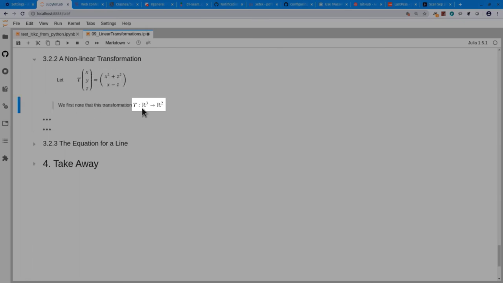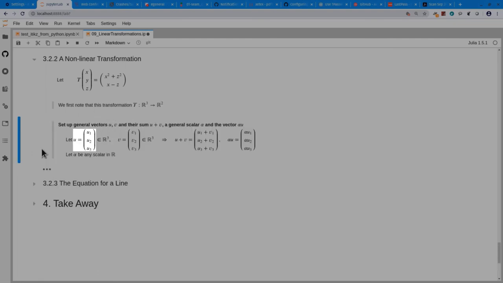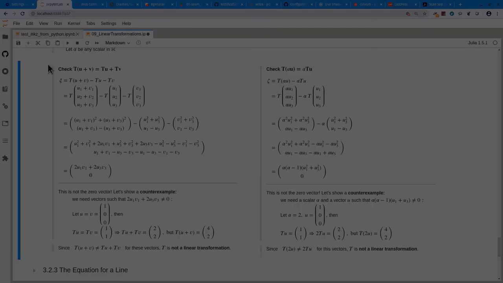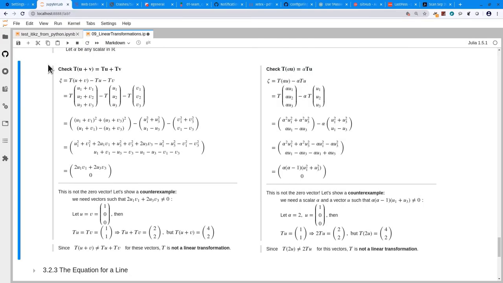Again, we first know that we start from R3, and we end up in R2. So the general vectors that you have to write down are vectors in R3 again. Let's set them up. Have my vector u, my vector v, parameterized by u1 through u3 and v1 through v3. I'll pre-compute the sum, and I'll pre-compute alpha times that vector, where alpha is any scalar. So now I have two generic vectors, u and v, and a generic alpha. Now that we are ready, let's do our computation.